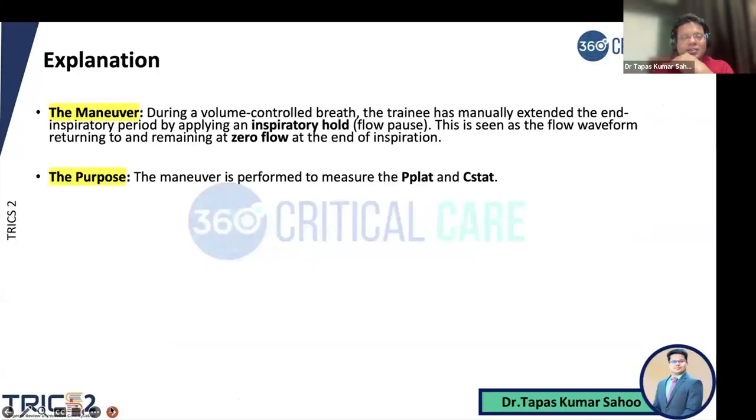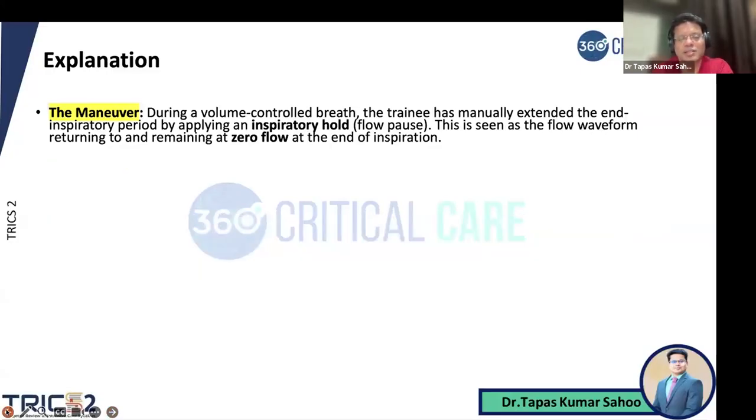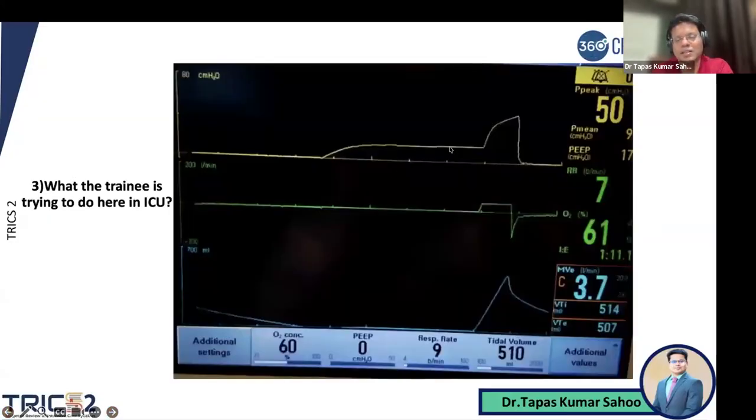And you can see here what is the purpose of doing this procedure, why the trainee has done like this. The maneuver is performed to measure the plateau pressure and the static compliance. This is the fundamental principle behind doing the inspiratory hold or flow pause. Now, the clinical insight with this: the pressure waveform demonstrates here an initial plateau followed by a sudden secondary pressure spike immediately before the exhalation. Where can you get this one? I am showing you. This is the inspiratory hold, but suddenly there is a secondary spike happening here.